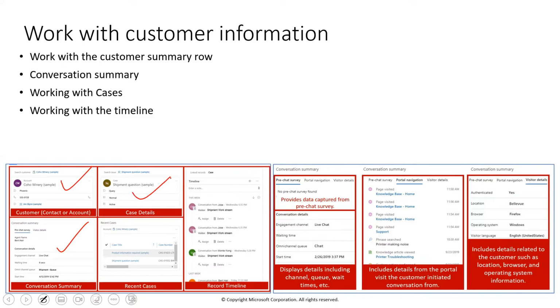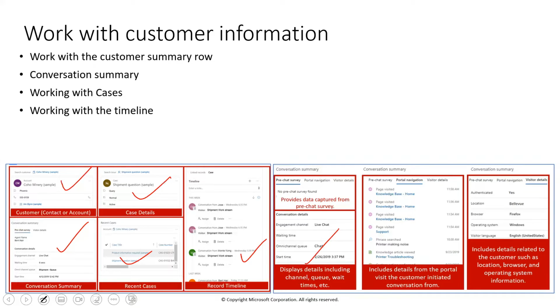We will get the case detail about the relative case which is already opened or which is currently opened, which has been resolved in the past and so on. All the case detail is going to appear. We will also be able to see the recent cases. We will be able to see the record timeline, that is, what kind of activities we have done with this customer till now, depending upon the last 3 months, last 4 months, and last 6 months. We will also be able to get the information to be displayed, including the channel, queue, wait times, and so on inside the conversation summary.